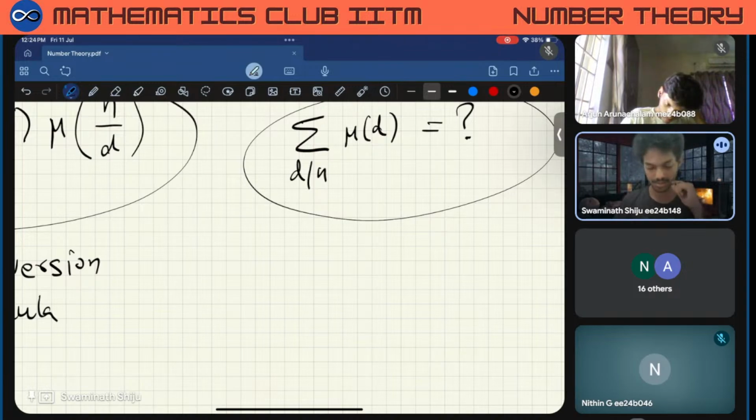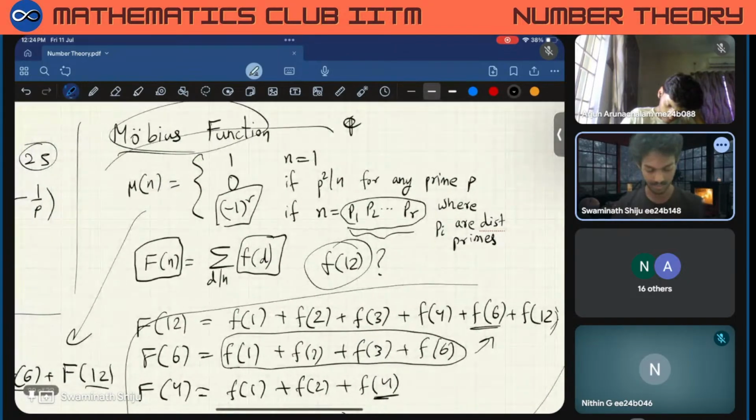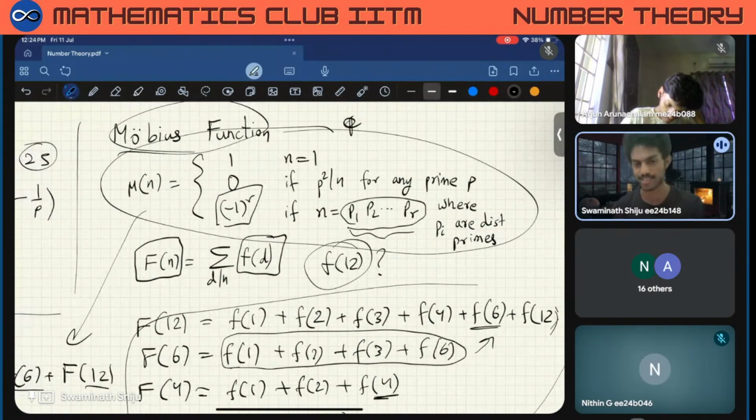Now, assume it was... okay. Yeah, this is an important point. I think you can see easily that this is a multiplicative function, right? All the functions I'm discussing today are multiplicative. Mu of n is multiplicative.